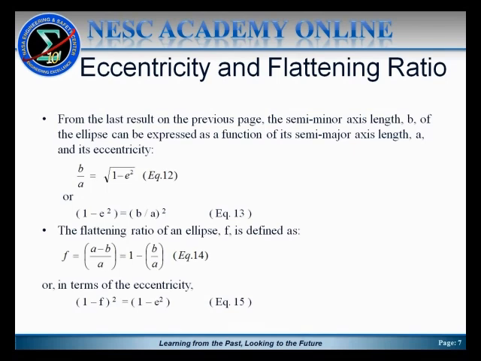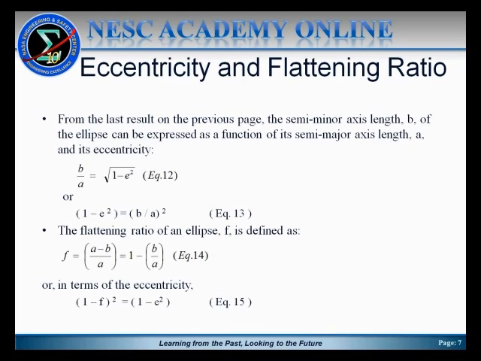By definition, the flattening ratio of an ellipse is defined as the difference between the semi-major axis length A minus the semi-minor axis length B divided by the semi-major axis length A. Or in terms of the constants A and B, the flattening is equal to A minus B over A. Or that's the same as 1 minus the ratio of B over A. That's equation 14.